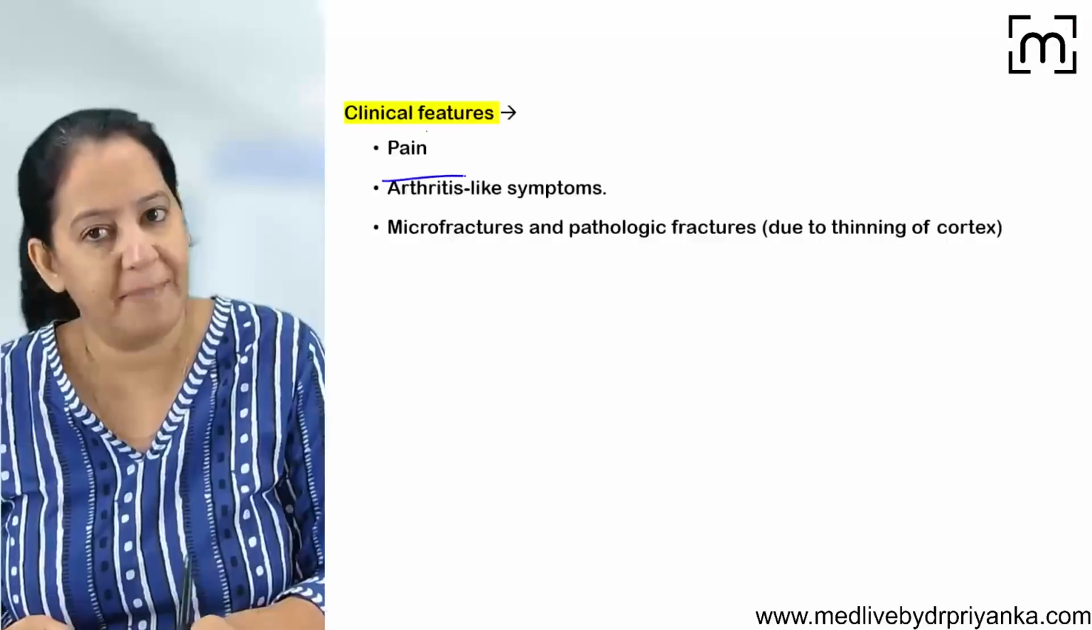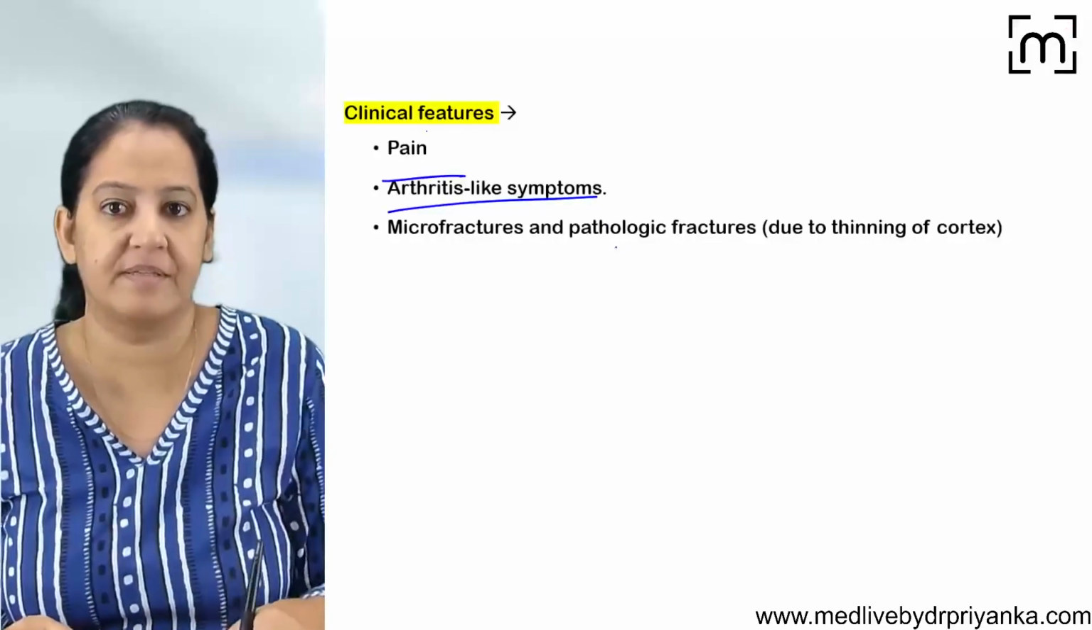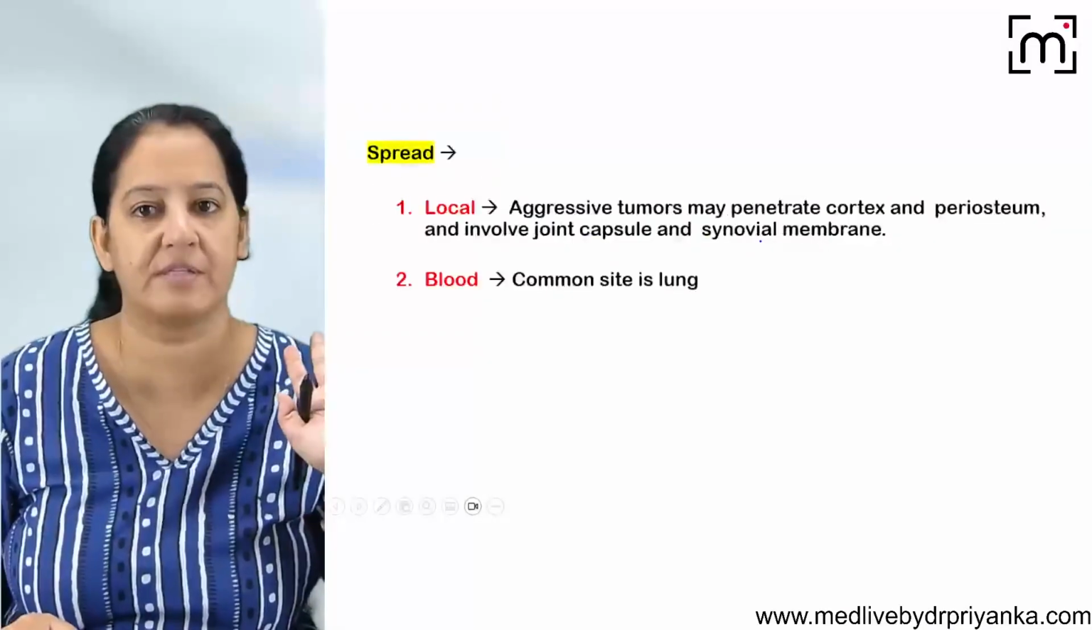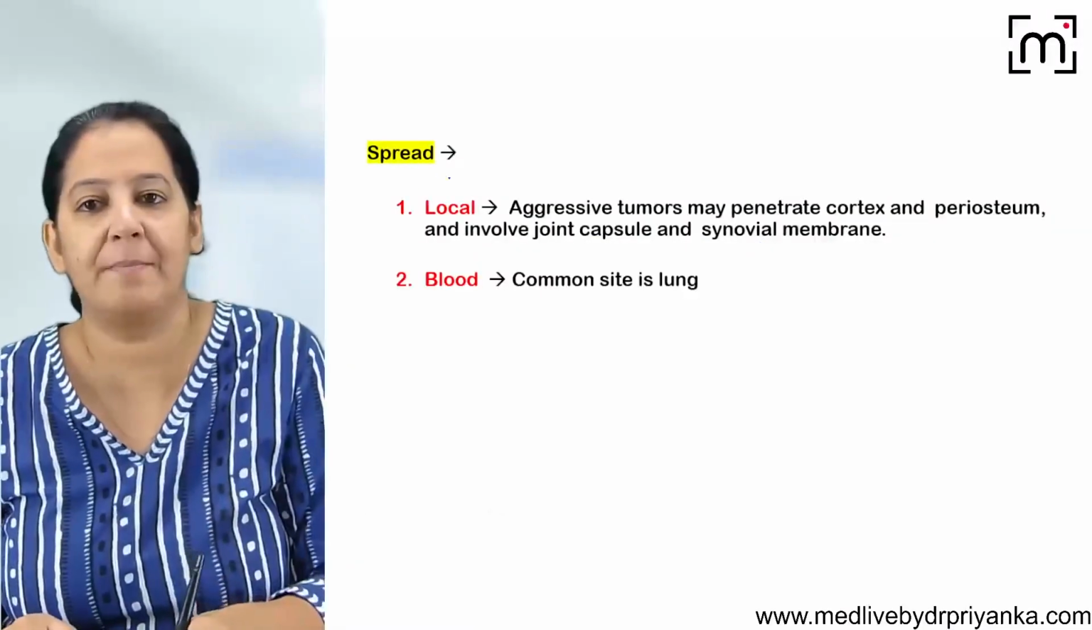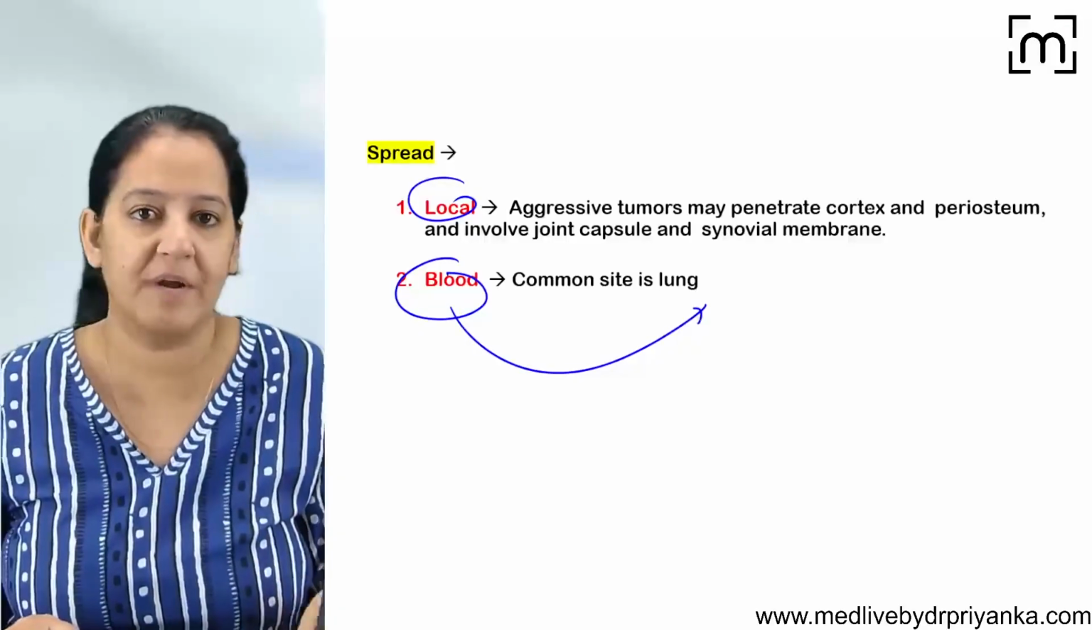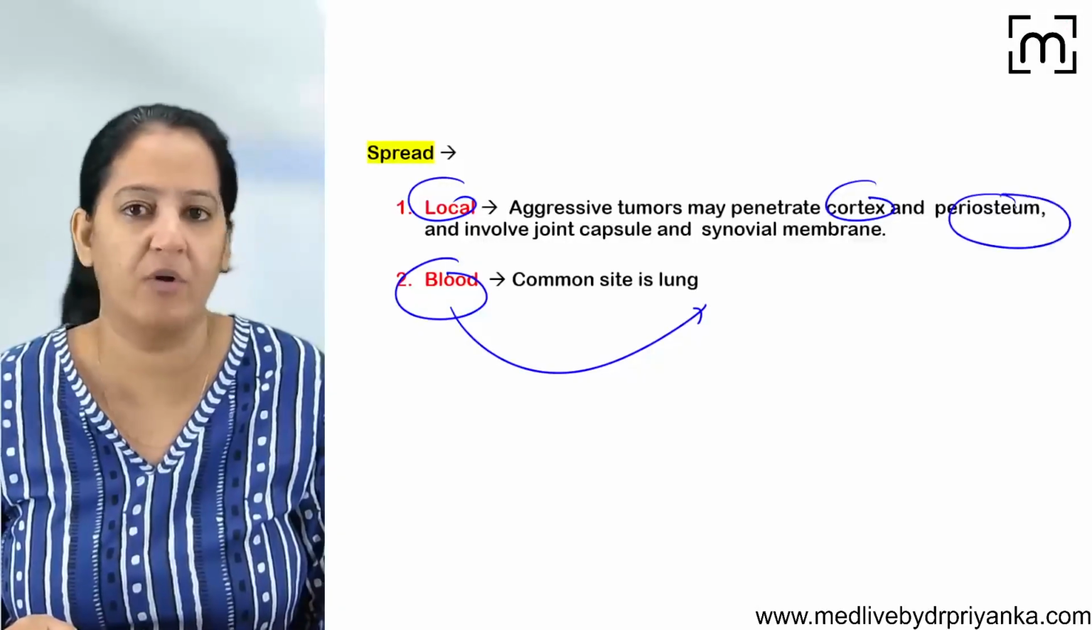Coming to the clinical features, pain is there, arthritis-like symptoms are there, and sometimes fracture of the bone occurs because of this tumor. Spread: local spread and blood spread. Blood spread occurs rarely, but if it occurs, it goes to the lung. And local spread, it can go to the cortex and it can involve the periosteum.